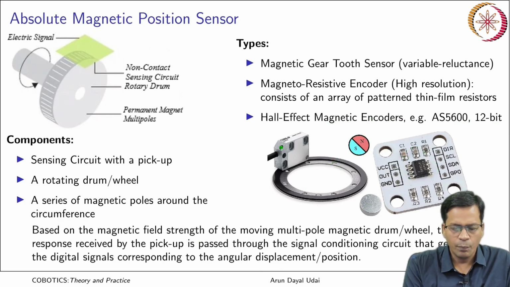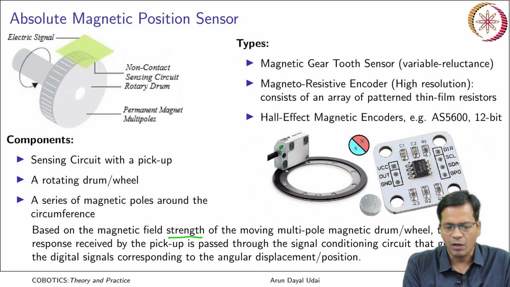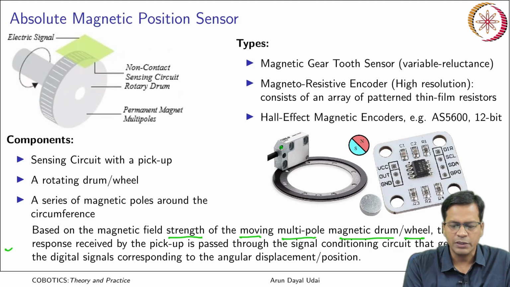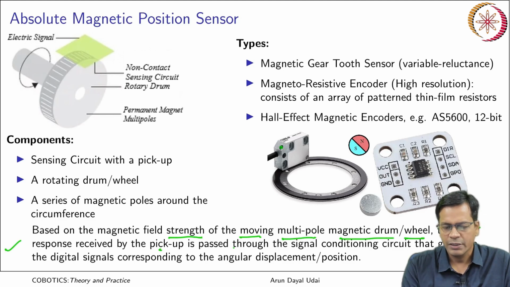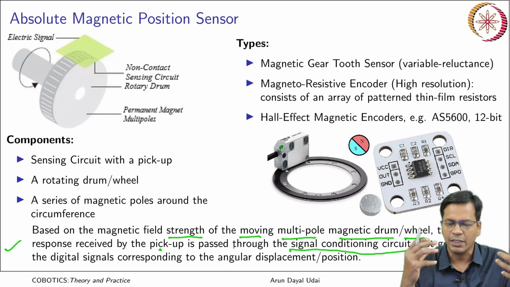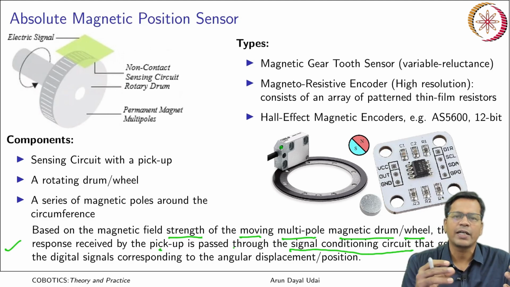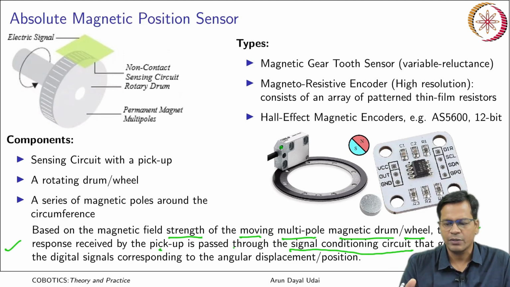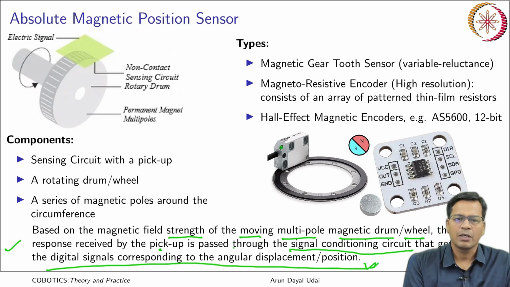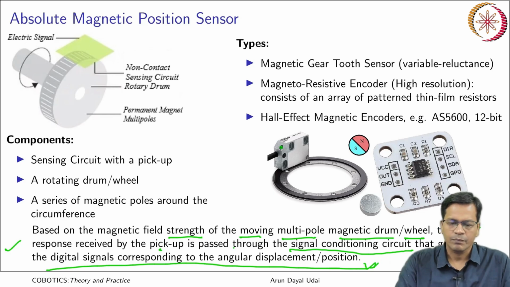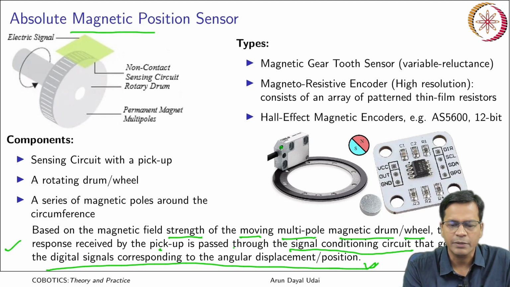Based on the magnetic field strength of the moving multipole magnetic drum or wheel, the response received by the pickup is passed through the signal conditioning circuit. It is not that trivial that you can quickly check that circle and estimate the position. The signal conditioning eliminates the noise, amplifies it, filters it, finally segregates the data and digitizes it to generate the digital signal corresponding to the angular displacement or angular position. This is how the magnetic position sensor works.